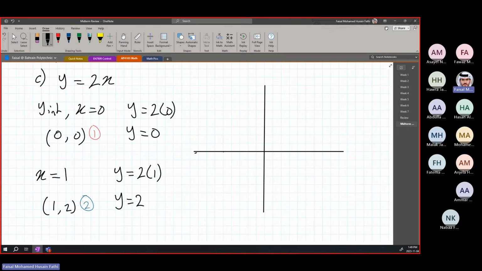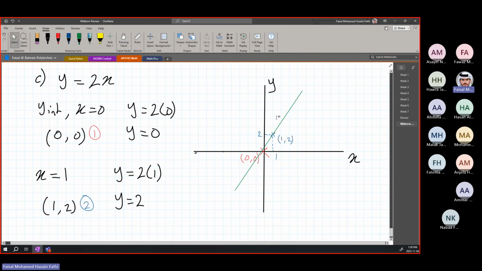If we plot them, plot point number 1, which is 0, 0. 0, 0 is right in the center of the coordinate system. For 1, 2, you go x to number 1, and then you go up to 2, which is here, and you plot this point. So this is 1, 2, and this is 0, 0, because this is our y and this is our x. Obviously, you guys should all know that by now. Now, to draw the line, exactly the same: you just draw a line going through both these points, and that's it.